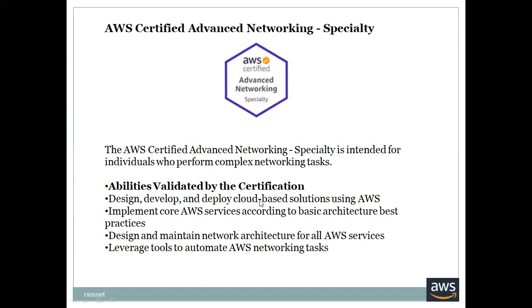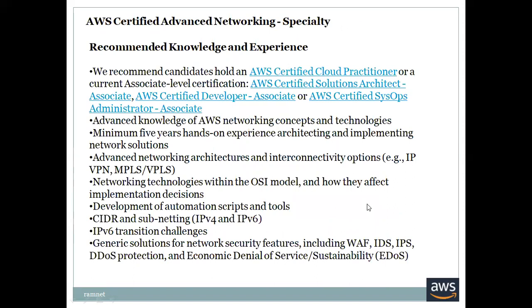Advanced Networking, abilities validated: design, develop, and deploy cloud operations using AWS. Implement core AWS services according to basic infrastructure architecture best practices. Design and maintain network architecture for all AWS services. Leverage tools to automate AWS networking tasks. Recommended knowledge: we recommend the candidates hold a practitioner or a current associate level certification, AWS Solution Architect Associate, Developer Associate, something like that, plus advanced knowledge of AWS networking concepts and technologies. Minimum 5 years of hands-on experience architecting and implementing network solutions. It's a very high level.